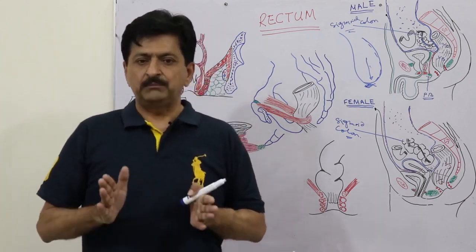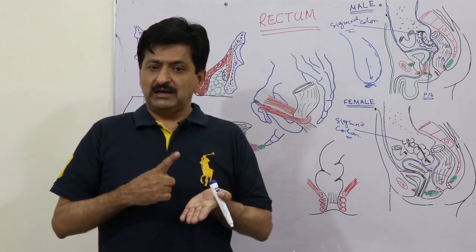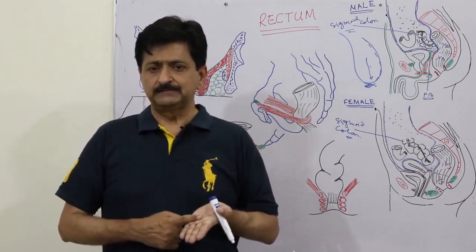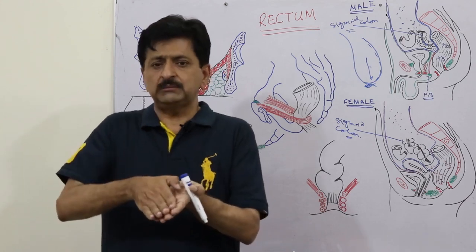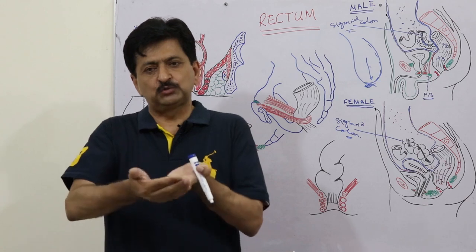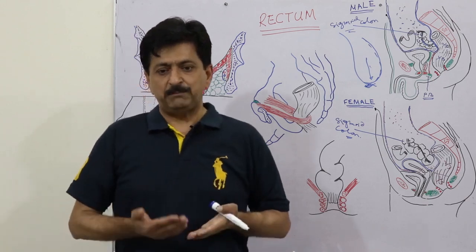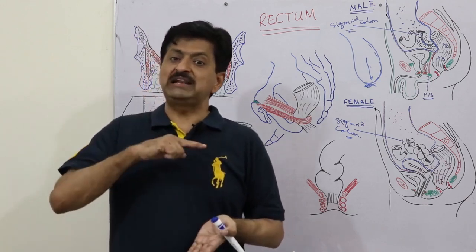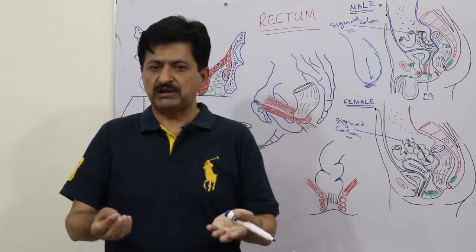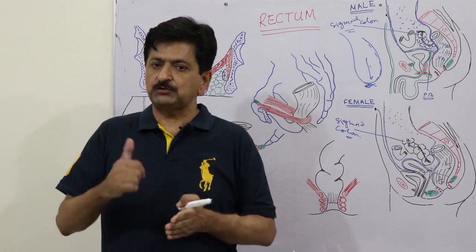This is called the rectum. A rectum starts at the third piece of the sacrum as a continuation of the sigmoid colon, and runs now in the hollow of the sacrum till it reaches the tip of the coccyx. And at the tip of the coccyx, you know that there is a pelvic diaphragm. Above the pelvic diaphragm up to the pelvic inlet, it is the true pelvis. So it is very much an organ of the true pelvis.